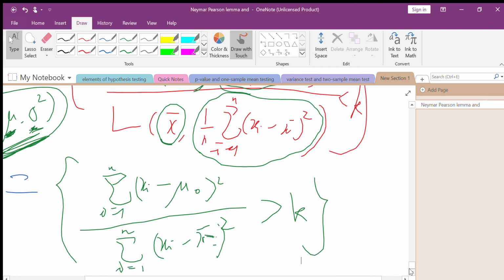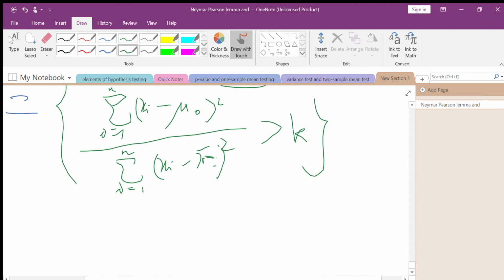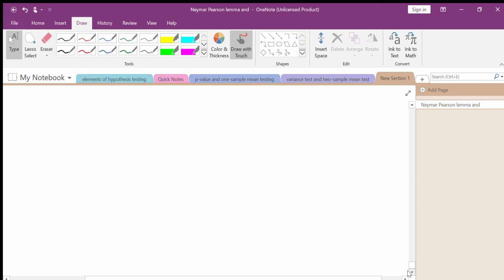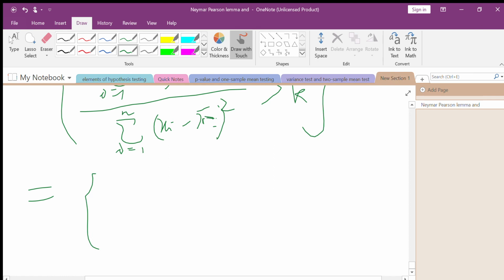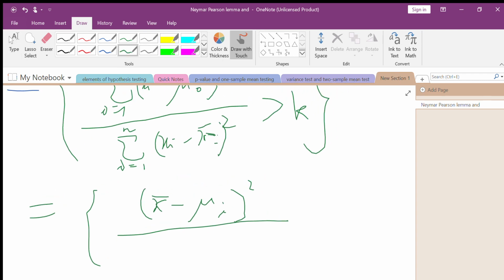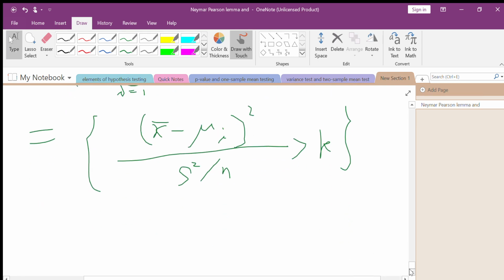It can be simplified in this way, and then we can further simplify it as (x bar minus mu 0) squared divided by (small s squared divided by n) greater than k. So small s squared is the sample variance.